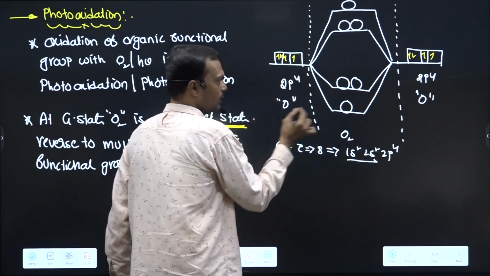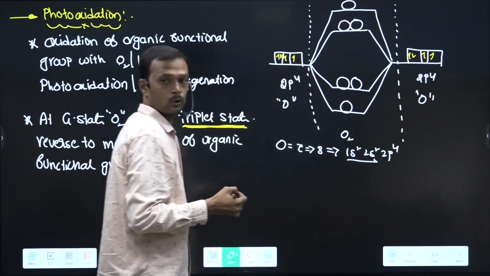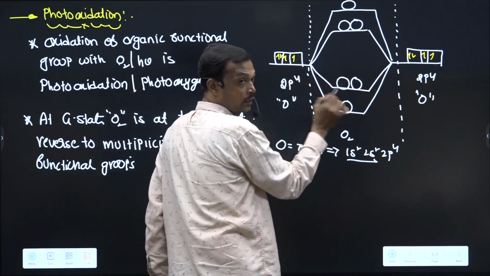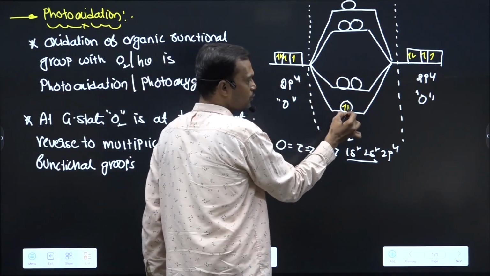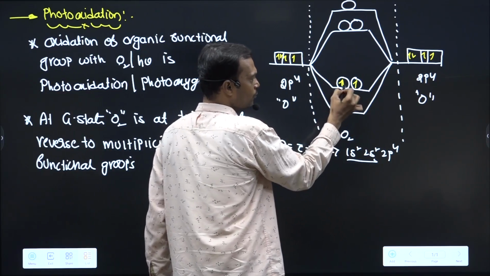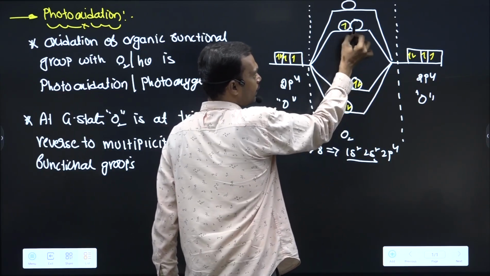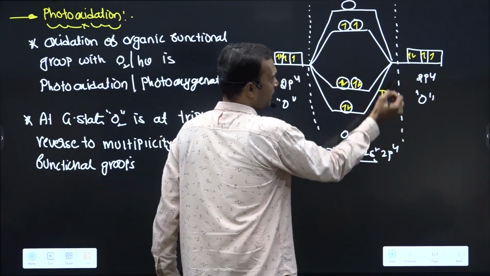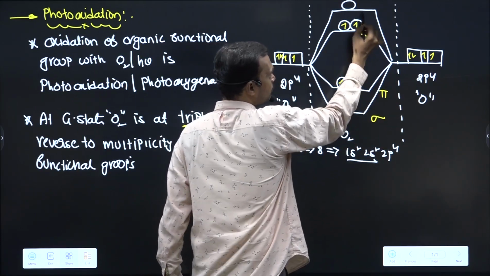One oxygen atom, other oxygen atom. Two oxygen atoms I am taking. 2p4, 2p4. So, here how many electrons? 4, 4. Total 8 electrons. So, first you should fill like this: 2, 3, 4, 5, 6, 7 and what is this? 8. What about this one? Sigma and this is pi. What is this? Pi star and what is this?